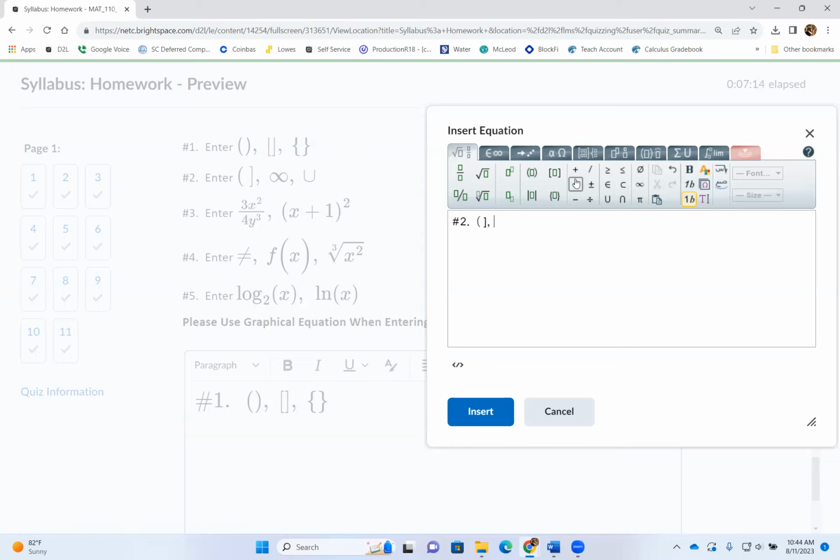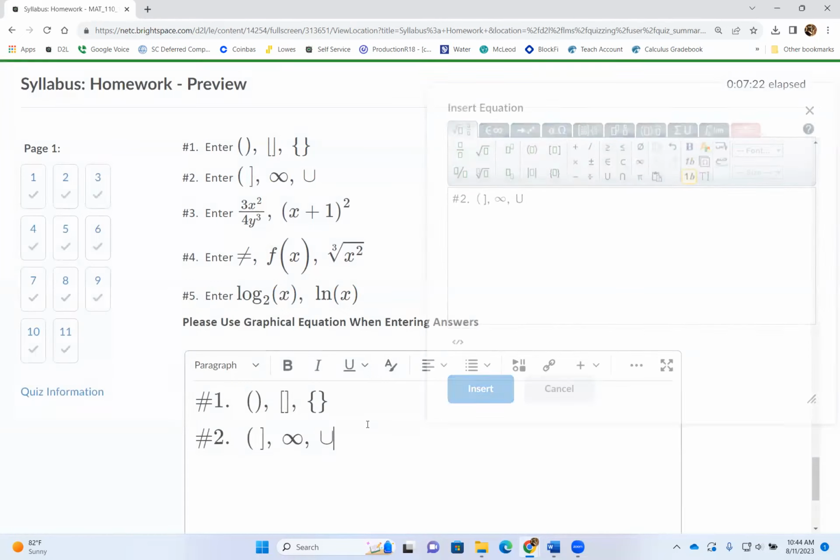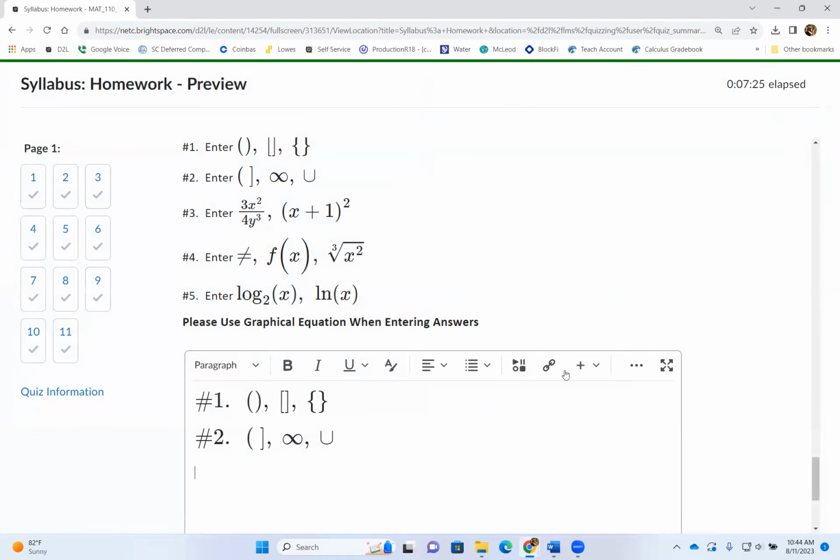We're still on the first tab. The infinity sign is right here, comma, space, union sign. This U is a union sign, and it's right here. Click on it, enter.